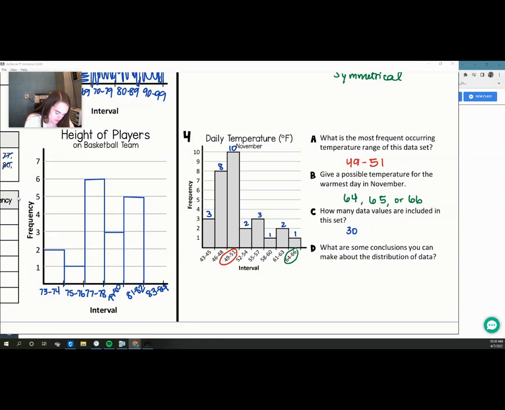And last, what are some conclusions you can make about the distribution of this data? There's a lot of stuff here, but it kind of falls off to the right, so it's skewed right. Now that you have that, glue that to the appropriate page in your notebook.